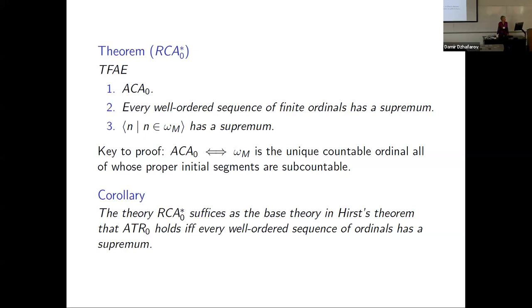So this is enough to show that if, in RCA naught star, sigma 0,1 induction fails, then yes, there is a well-ordered sequence of ordinals that doesn't have a suprema. So RCA naught star will suffice as the base theory for a Hirsch theorem. But it doesn't give us something that's equivalent to sigma 0,1 induction. It gives us something that's too strong.